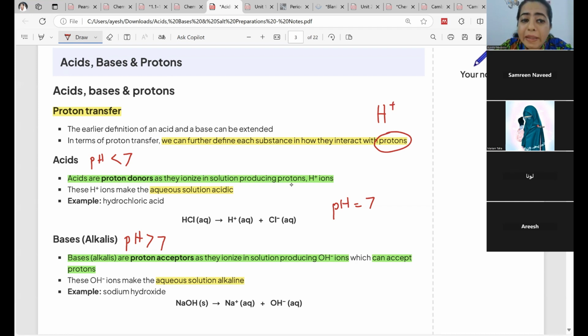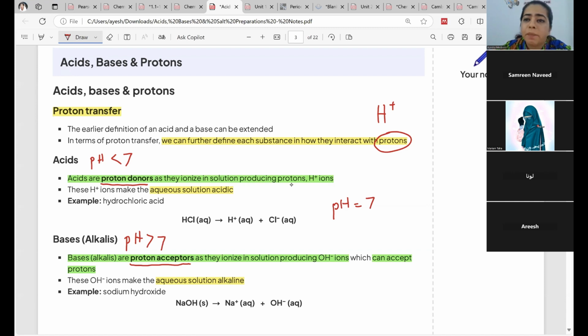So any compound which can donate the proton will be known as acid. So acids will be known as proton donors. In other words, they can donate H positive ion. And any compound which can accept the proton will be known as proton acceptor, or base or alkali. So proton acceptors will be known as alkali over here.